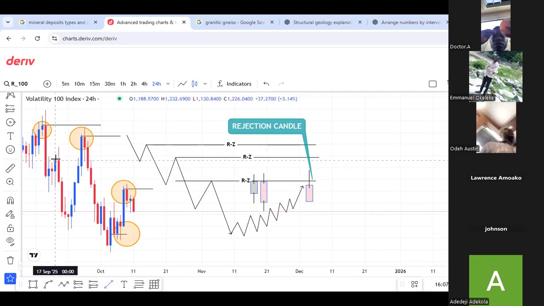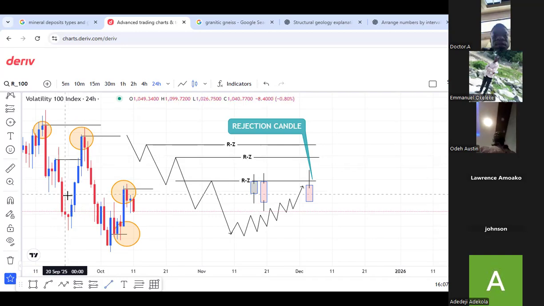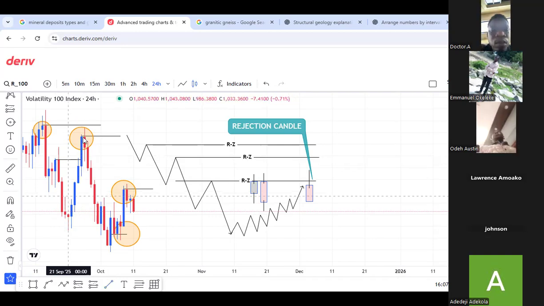I was expecting someone to ask that question. Why we didn't consider this resistance zone is because it's a minor structure. There was another resistance that came after it. Do you get it?